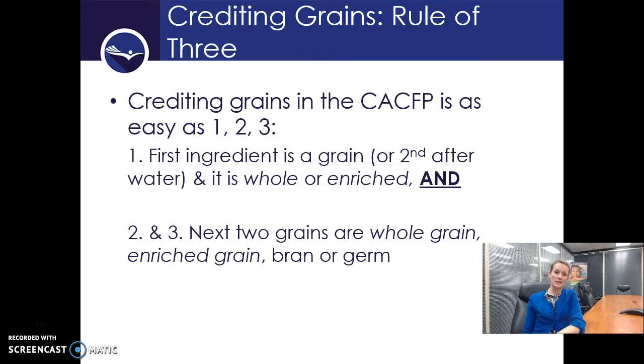In the rule, the first ingredient must be a grain, or that grain can be second, but second only to water. That grain must be a whole grain or an enriched grain. And the two following grains in the ingredient list have to be whole grain, enriched grain, bran, or germ. So when it comes to crediting grains in the CACFP, really we want you paying attention only to the first three grains in the ingredient list. And to reiterate the rule of three, that first grain has to be whole or enriched. It can be second only to water, and the next two grains have to be whole, enriched, bran, or germ.